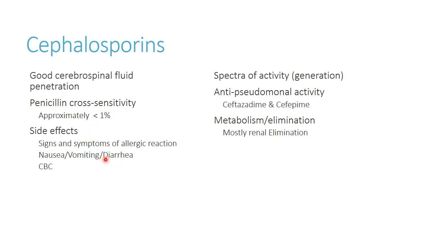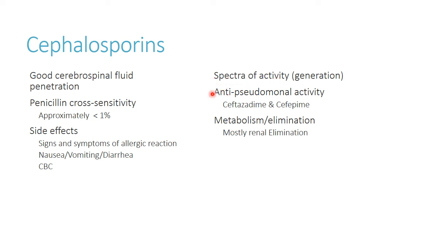Very similar side effects to what you would see with the penicillins, nothing really big different there. And the big thing to note here is that the spectrum of activity is going to be very dependent on the generation that we're dealing with. Okay, so we're going to talk about first, second, third, fourth generation cephalosporins, and so the coverage will change depending on what generation we're dealing with. We'll talk about that in just a second.